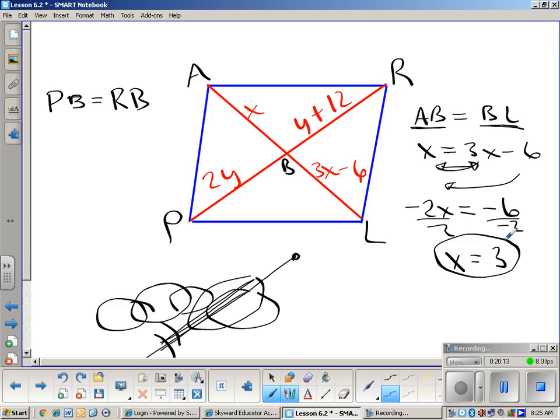Now how would I solve for y, Allison? 2y, which is PB, right, equals y plus 12, which is RB. And so if I subtract y from both sides, I get y equals 12, right? I subtract y from over here and in here. Y equals 12. So I found x and y.